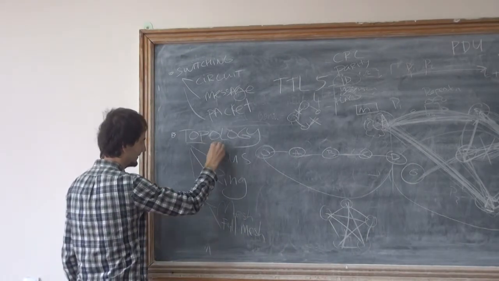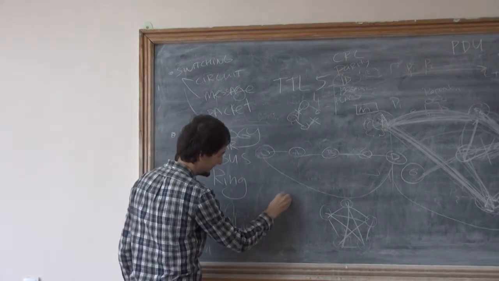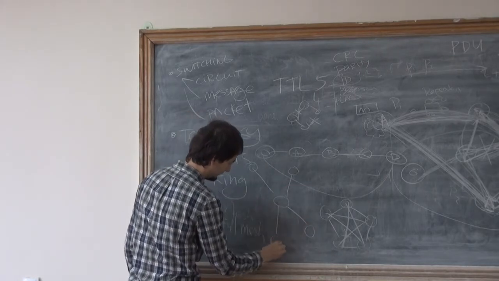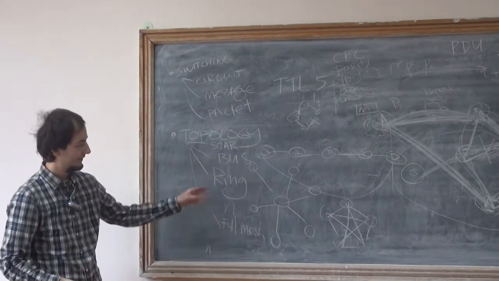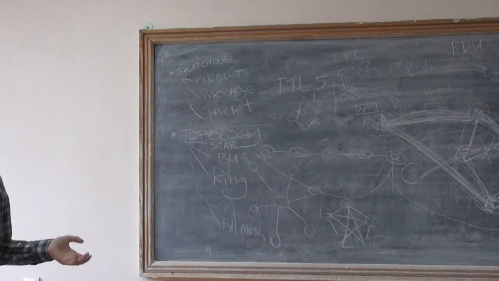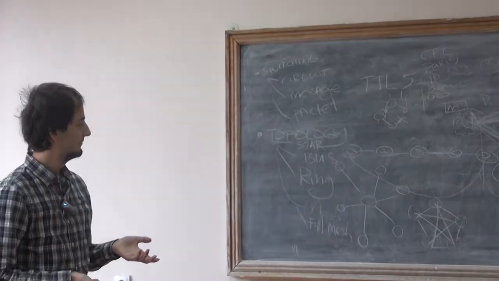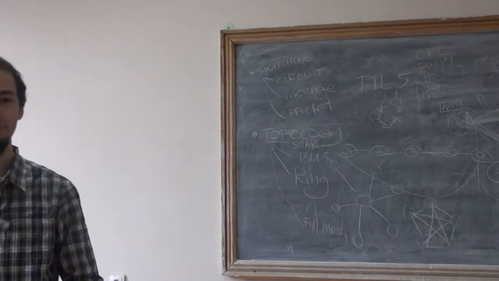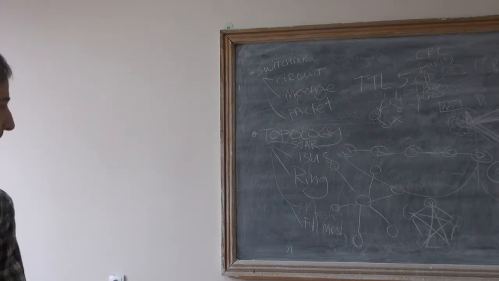Another one is star, which looks like this. You have some central node, and everybody is linked to that node. Is it better than a mesh network? And if so, why? It depends on the central node, so if it is off, you don't have any communication.